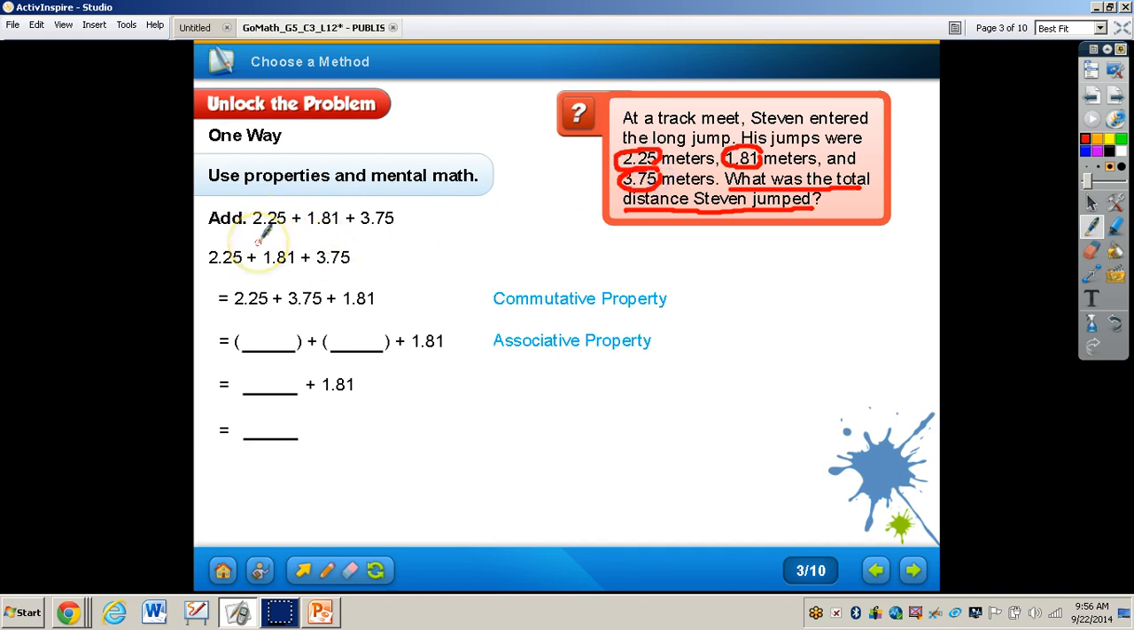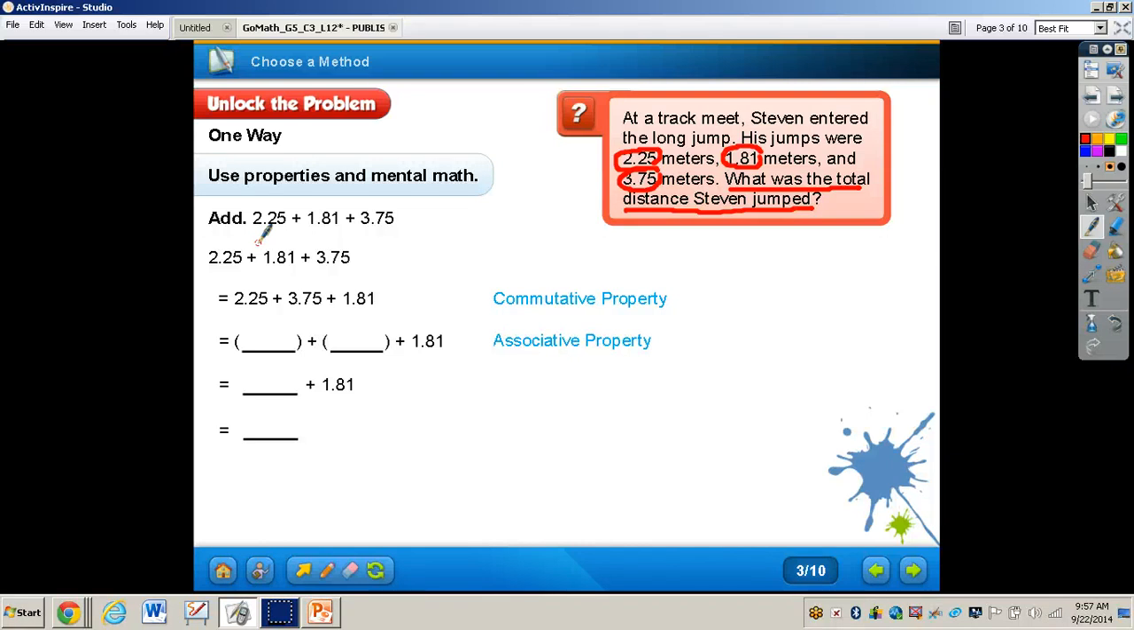So you can see from here what we need to do. We need to find decimal sums. You can use properties and mental math, or you can use paper pencil. We have a lot of different methods that we can actually use for this. Okay, now one way is to use properties and mental math.